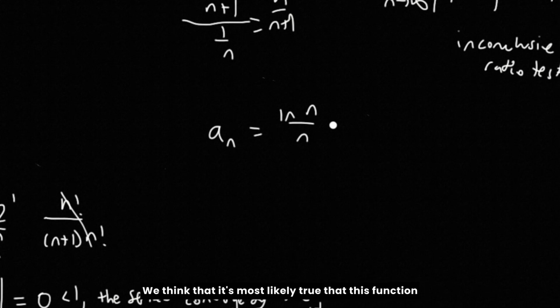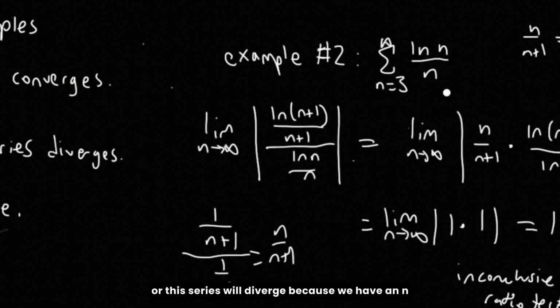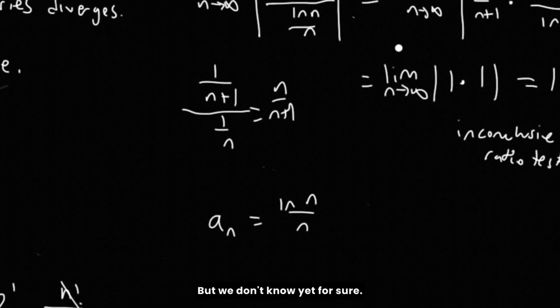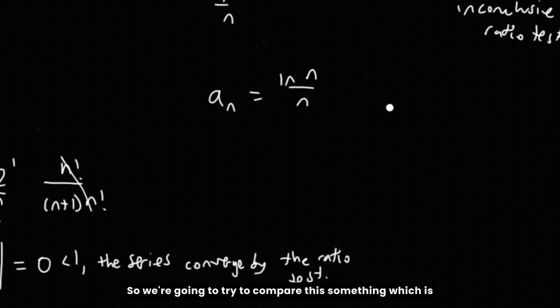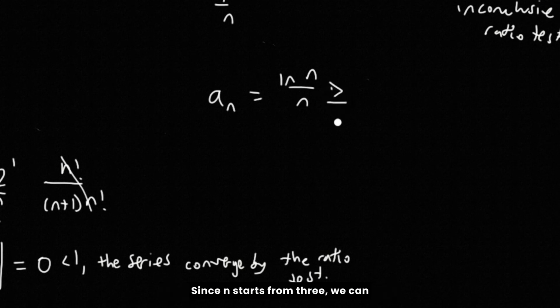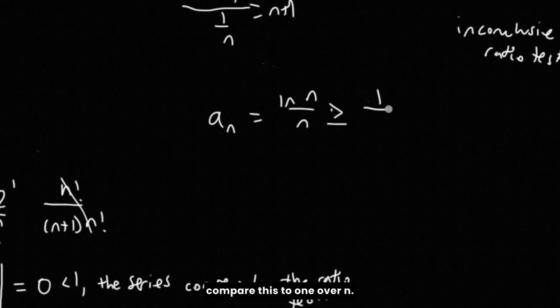We think that it's most likely true that this series will diverge because we have an n in the denominator and a smaller function in the numerator, but we don't know yet for sure. It's just a basic prediction. So we're going to try to compare this to something which is smaller than ln n over n. And a good one, since n starts from 3, we can compare this to 1 over n. ln n is always larger than 1 when n is 3 or greater.